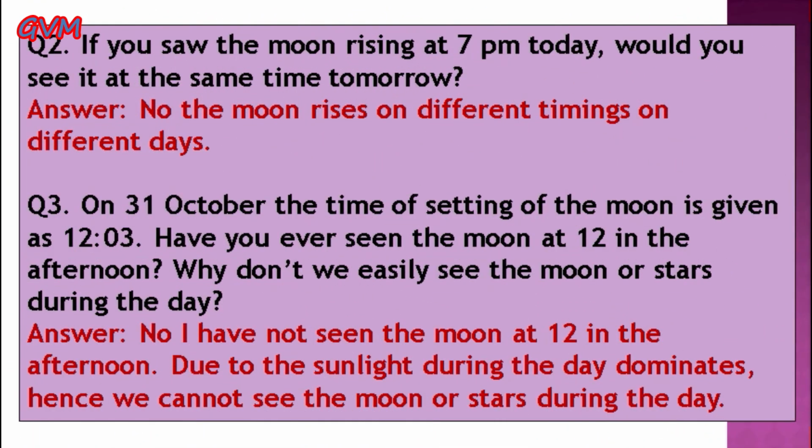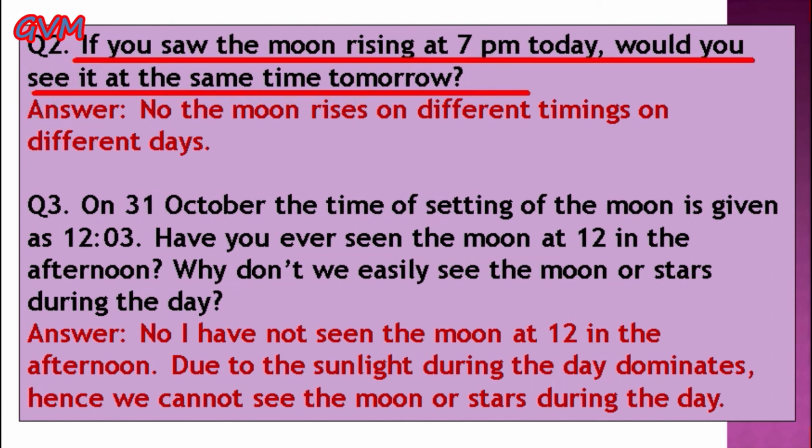Now students, question number 2 is, if you saw the moon rising at 7 p.m. today, would you see it at the same time tomorrow? Students, here in this question you have to answer that if you saw the moon rising at 7 p.m. on a particular day, would it be possible to see the moon rising at the same time on the other day? No students, not at all. It is not possible because the moon rises at different timings on different days.